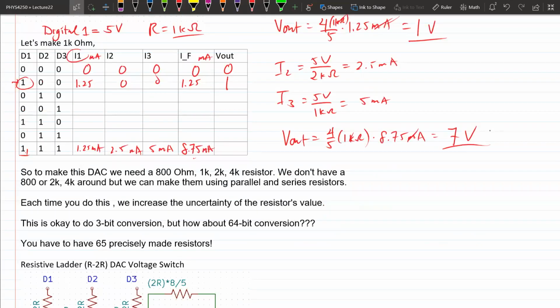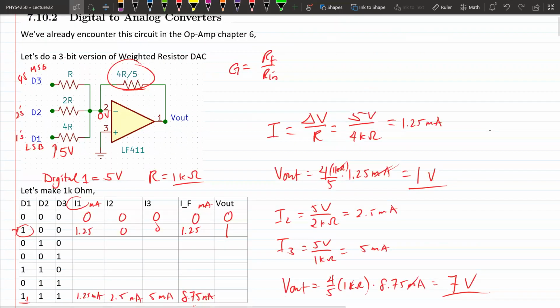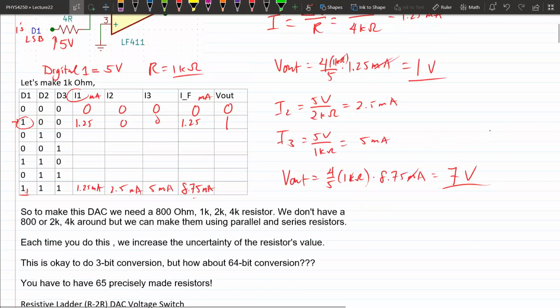There are other ways to do this, because this particular circuit relies on you having a 1K ohm, 2K, 4K, and whatever the heck this is, right? 800 ohm resistor, right? They all have to be exactly that value. There are other architectures you can do.